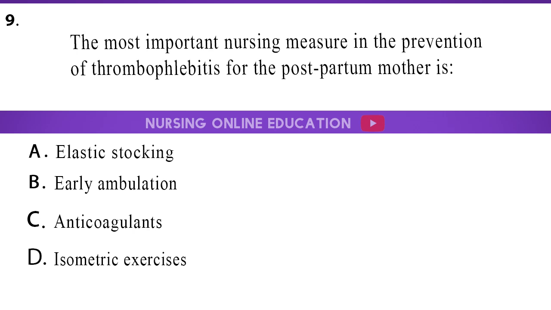9. The most important nursing measure in the prevention of thrombophlebitis for the postpartum mother is: A. Elastic stocking, B. Early ambulation, C. Anticoagulants, D. Isometric exercises. The answer is option B, early ambulation.